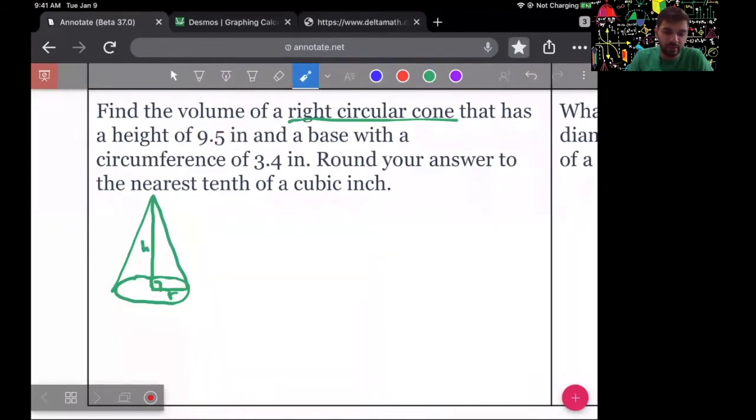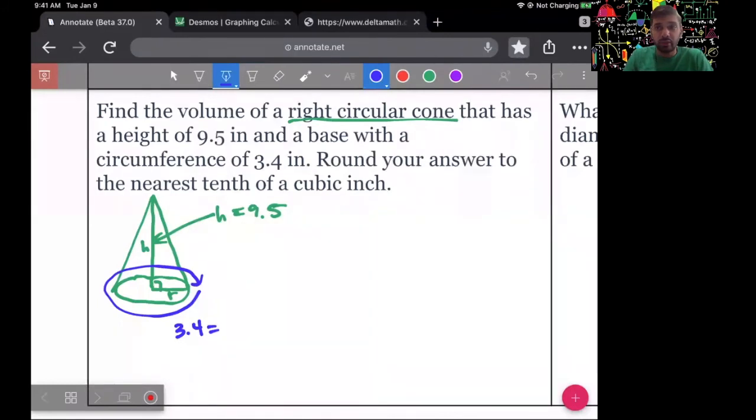So it tells me the height is 9.5, so that's good. H is 9.5. And it also tells me the circumference of the base is 3.4. So be careful here. Their circumference is the length around that circle at the bottom, 3.4.